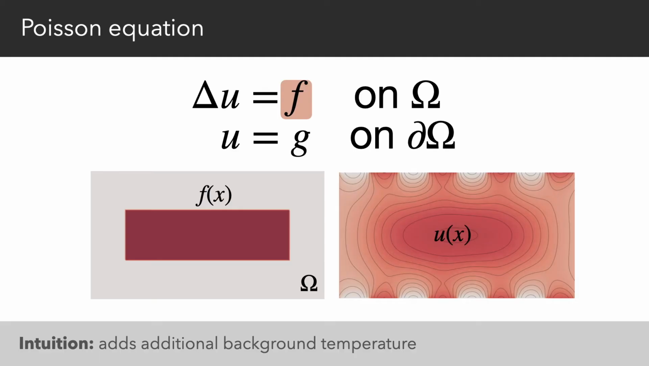Because of the source term, the solution U is no longer harmonic, so we can't directly apply the mean value integral like we did before. Let's build some intuition for these integrals and see how we can generalize the mean value integral.